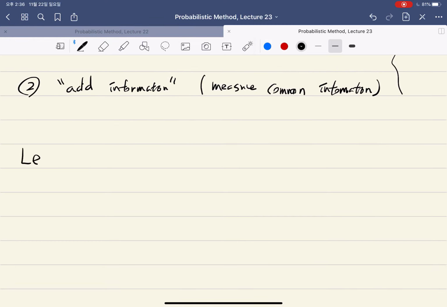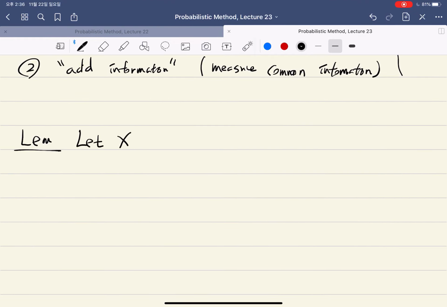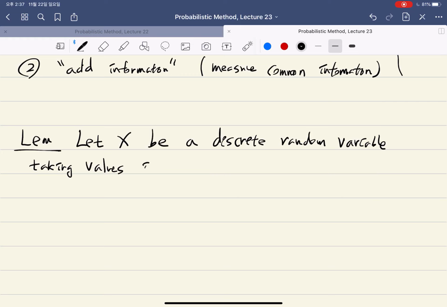So let's first do the first one. Let x be a discrete random variable which takes values from a set S.